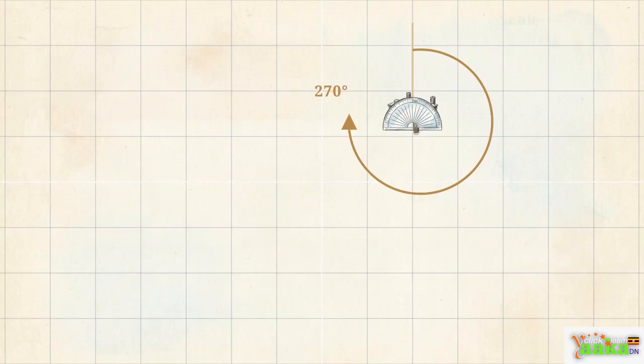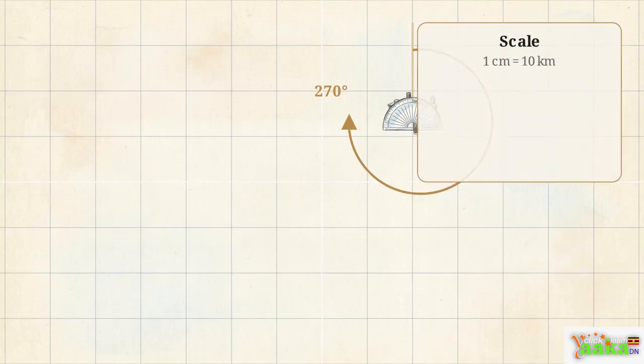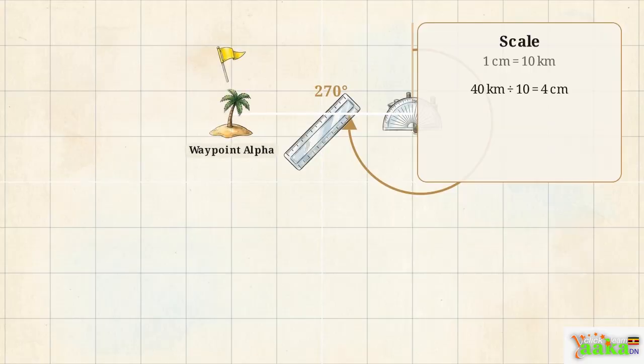To accurately map this 40-kilometer journey onto a small piece of paper, we use a scale drawing. With a ratio where 1 centimeter equals 10 kilometers, we divide 40 by 10 to get exactly 4 centimeters. We align a ruler on that 270-degree bearing and draw a line exactly 4 centimeters long to represent the ship's path. Combining strict mathematical angles with a precise scale ratio shrinks real-life geography to an exact model.